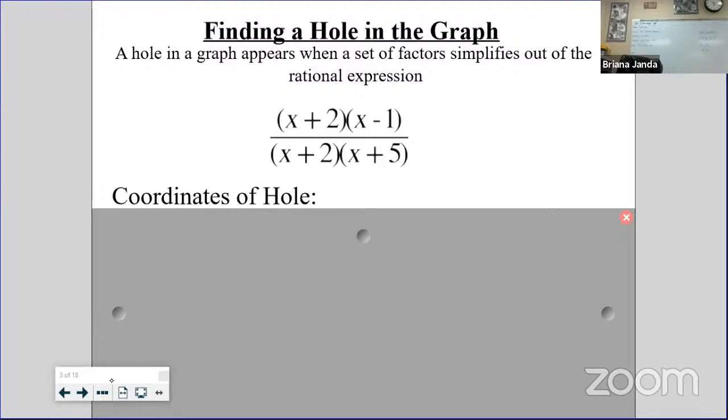So anything that would simplify out of our fraction is what is called a removable discontinuity or a hole in our graph. And that's the number one thing you look for when graphing a rational expression. We factor it, we look for something that crosses off.